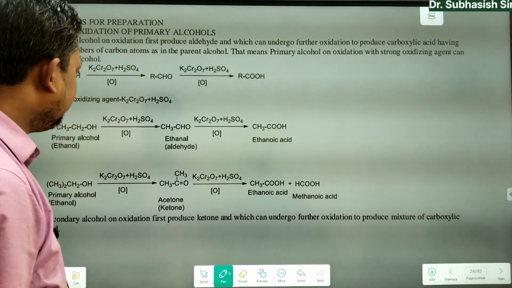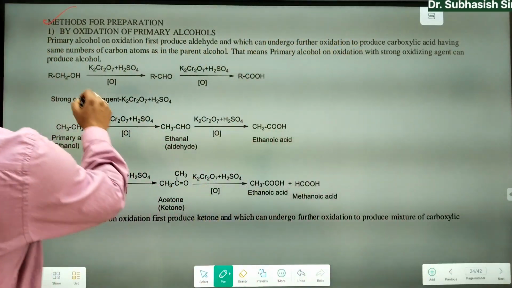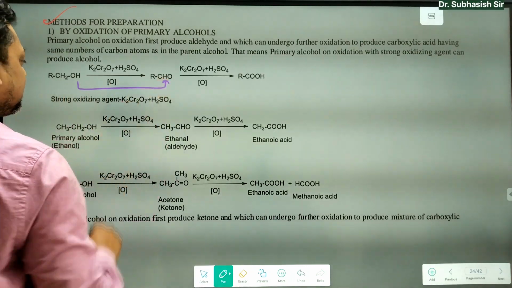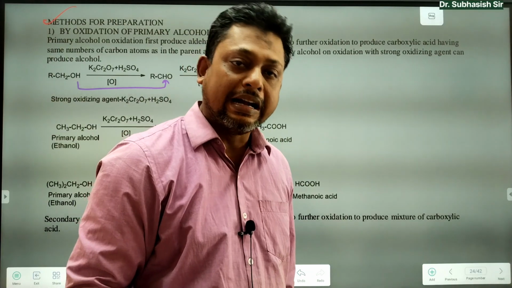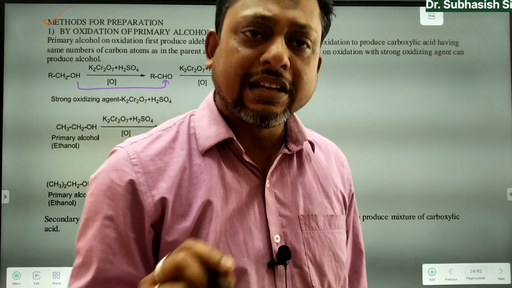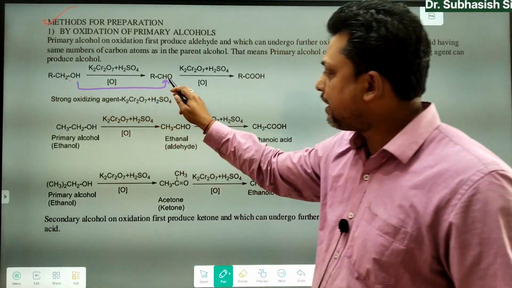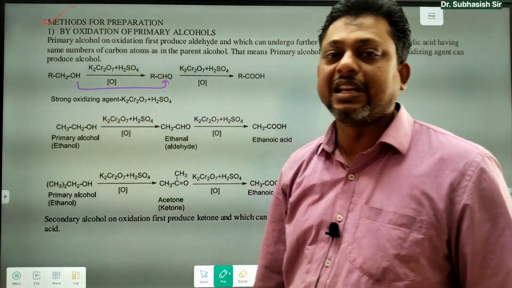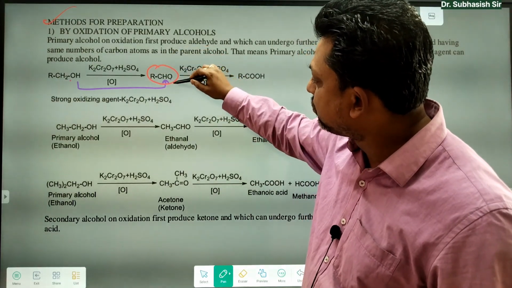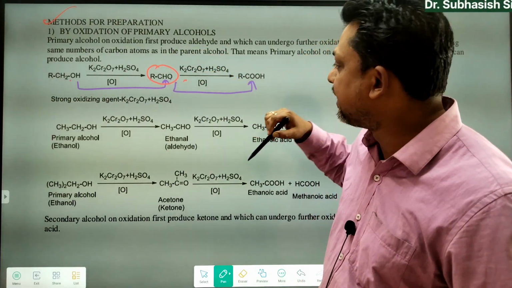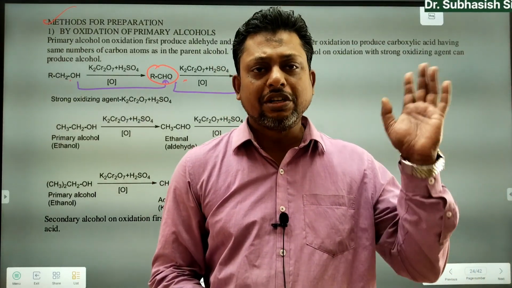Anyway, as I already discussed with you, alcohol, if you oxidize, first you will get a what? Aldehyde. This reaction we have already discussed during the preparation of aldehyde. But another thing I discussed with you is that if you want to convert alcohol to acid, you need a stronger oxidizing agent, because this alcohol can be further oxidized to form what? Carboxylic acid, right?